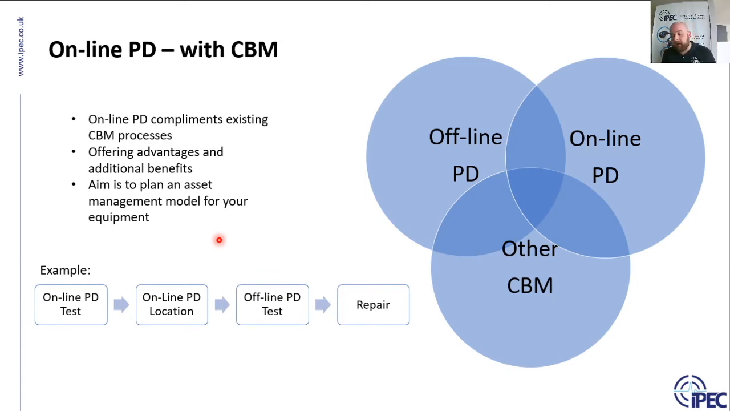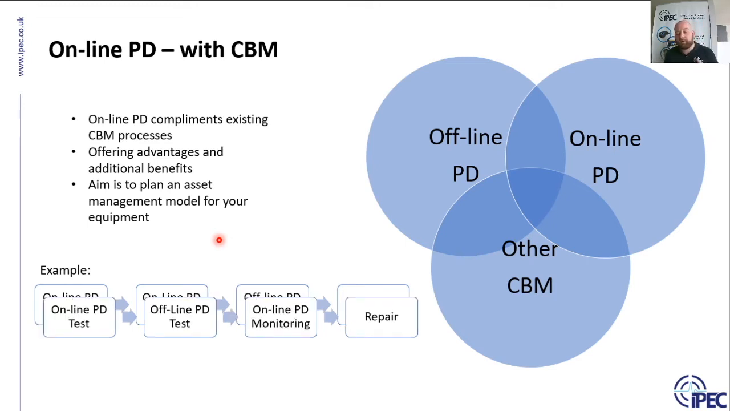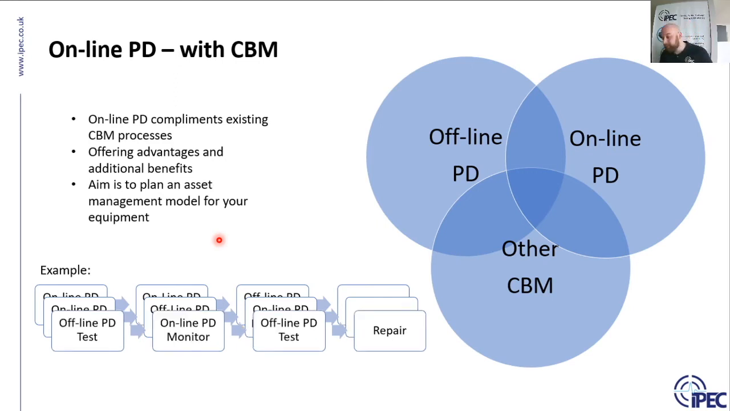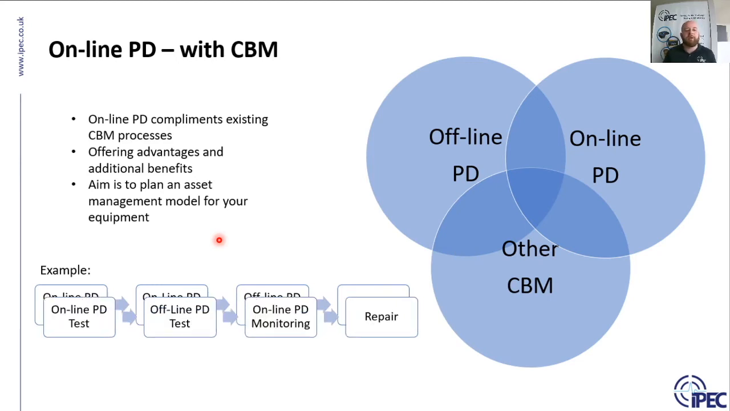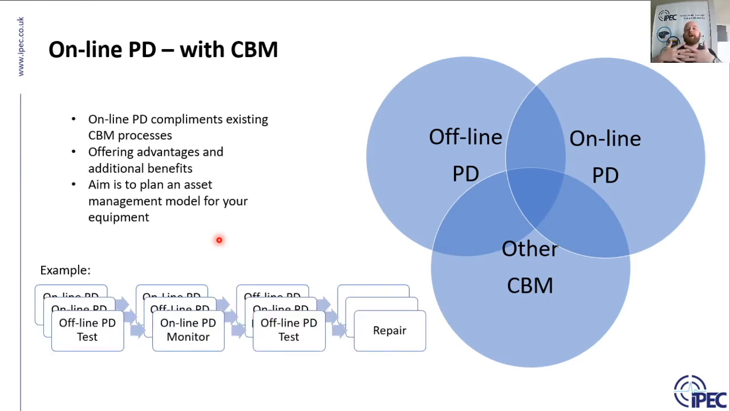So for example, maybe you conduct an online PD test, online PD location, offline PD test, and a repair. Maybe you conduct an online PD test, then immediately followed by an offline PD test. Then possibly coming back to online for monitoring, then conducting a repair. Or maybe you conduct an offline test, then an online monitoring, then an offline test, then a repair. So those are lots of different examples of how you're combining offline and online PD together. But the truth is there is no one solution that fits all. And so a lot of our time we work with our customers and we help find that best combination of solutions.